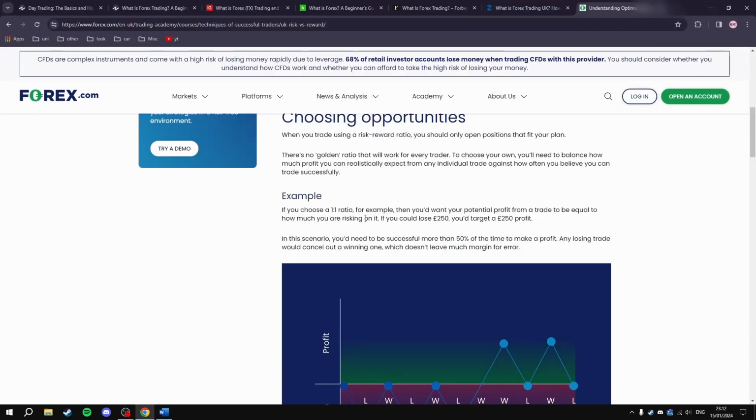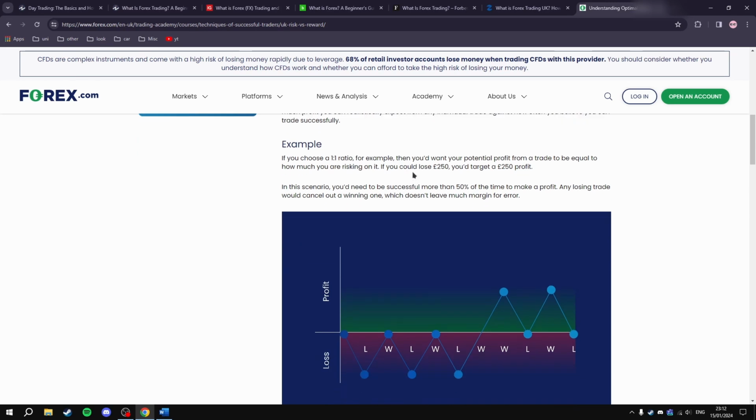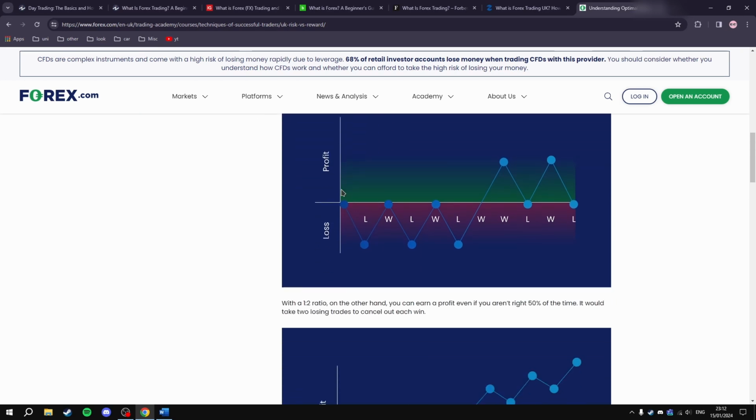Example, if you choose a 1-to-1 ratio, then you would want your potential profit from a trade to be equal to how much you're risking on it. If you could lose 250 quid, you would target a £250 profit. In this scenario, you would need to be successful more than 50% of the time to make a profit. Any losing trade would cancel out a winning one, which doesn't leave much margin for error. Lose, win, lose, win, lose, lose, win.